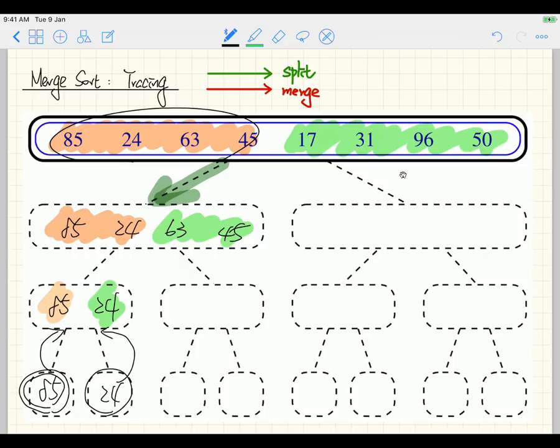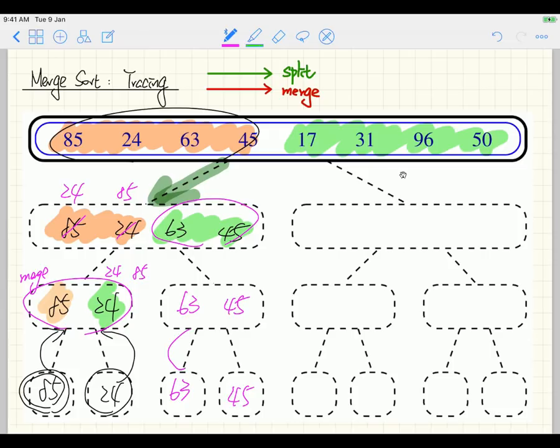So now what we should do is we want to merge them. When we try to merge these two, merge 85 with 24, we get 24 followed by 85, right? So it's going to replace 24 and then 85. Okay, and now we can continue with this part of the recursion. For this one split, you get 63 and then 45. So that's the splitting process.